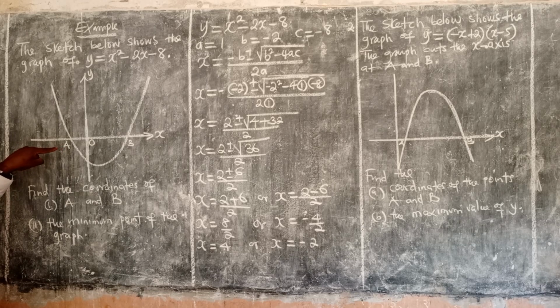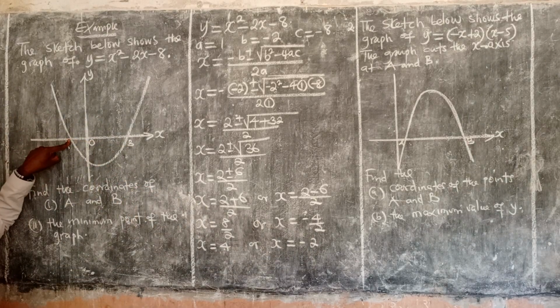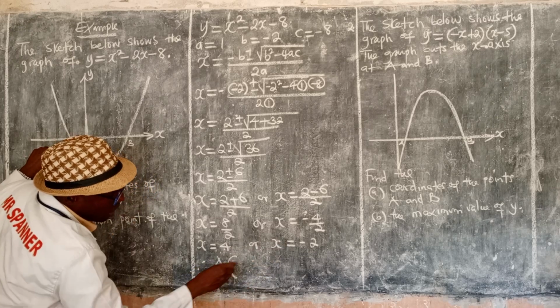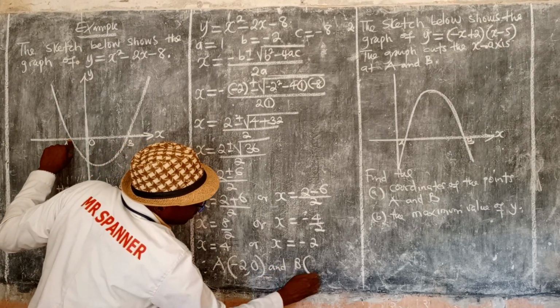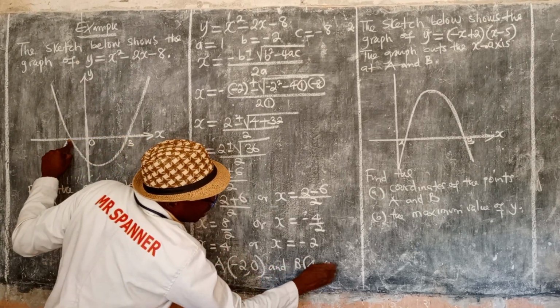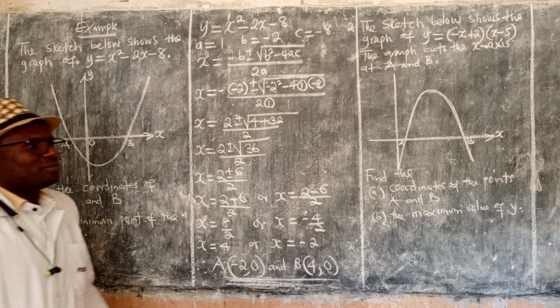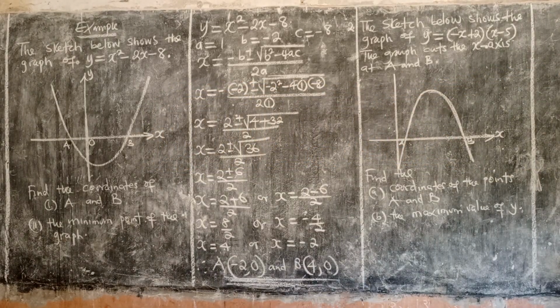Now we go back. They're saying we're supposed to find the coordinates here. For the coordinates, you should have both x and y. So for our A and our B, which x coordinate between 4 and negative 2 can be at A? Negative 2. Very good. So the coordinates of A are negative 2, 0 and B are 4, 0. See? That's how this question is solved. A very simple question.